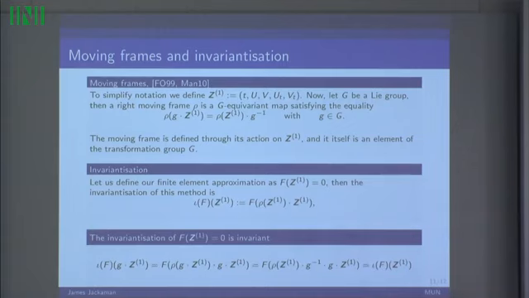So if we consider the definition of the invariantization and we apply the group action to it, we get to the second line of the calculation, and then if we apply the definition of a moving frame, we get to the third line of the calculation. Then we notice that we have G inverse composed with G, which is just going to cancel out, and we recover the original invariantization. Okay, so the invariantization is invariant, which is good, and this is the tool that we're going to use.